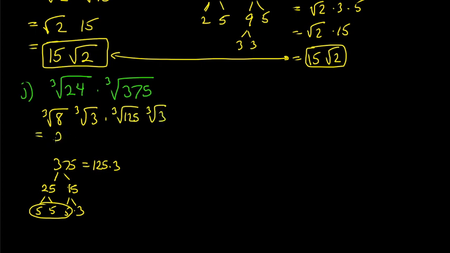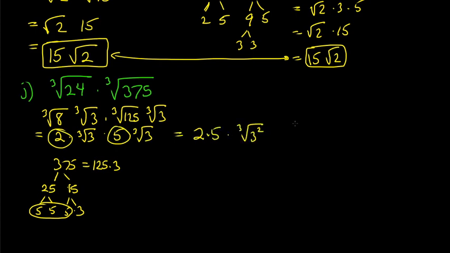So the cube root of 8 is 2. The cube root of 3 is just the cube root of 3. The cube root of 125 is just 5, and then the cube root of 3 is again the cube root of 3. Okay, so we can multiply 2 times 5, and then the cube root of 3 times the cube root of 3, which is the cube root of 3 squared. So 2 times 5 is 10, and the cube root of 3 times 3 is 9. So 10 cube root of 9.